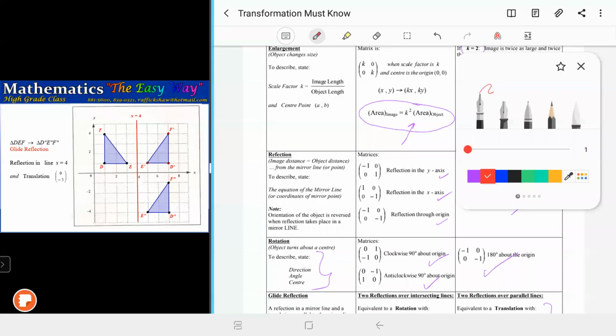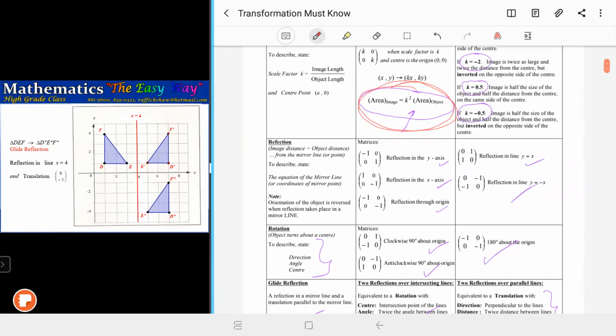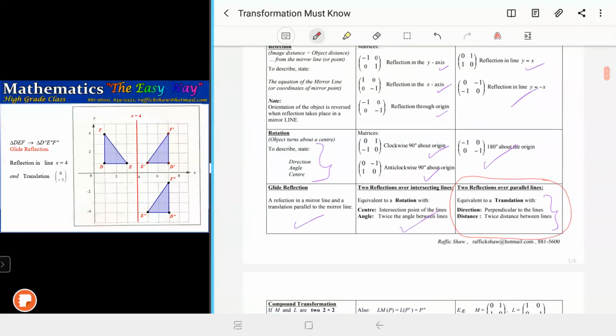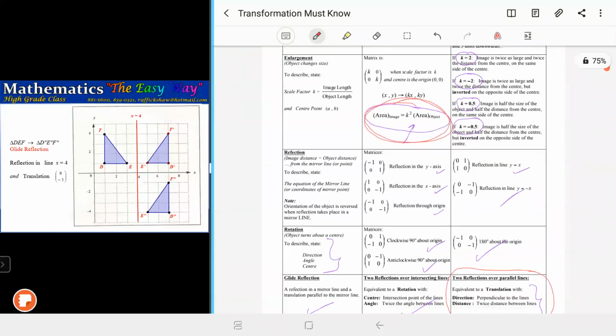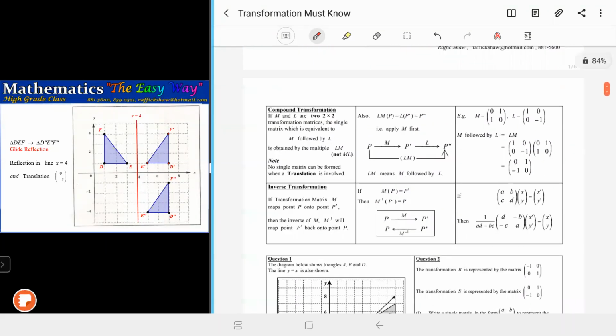You can remind me tomorrow: we have to do an enlargement question, the area of enlargement, and we have to do 2 reflections over parallel lines. We have to make sure we touch those 2 tomorrow. Make sure we touch everything. I'll show you how we deal with questions with all these things. You better get comfortable.